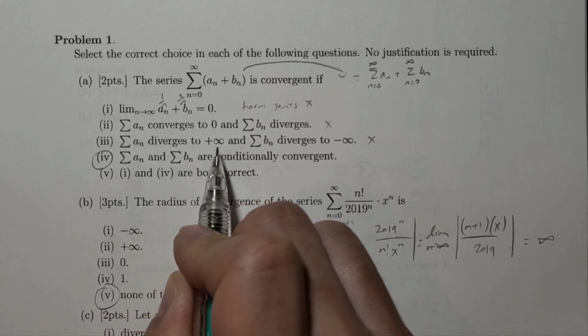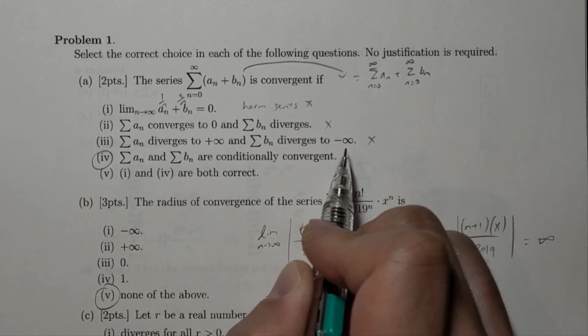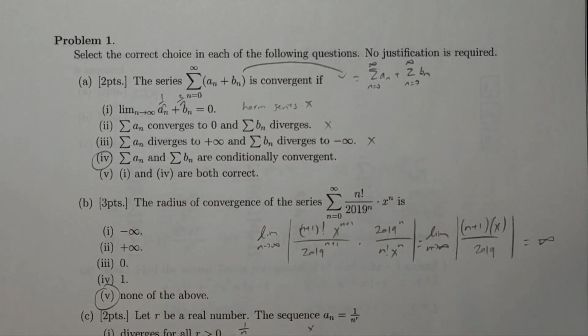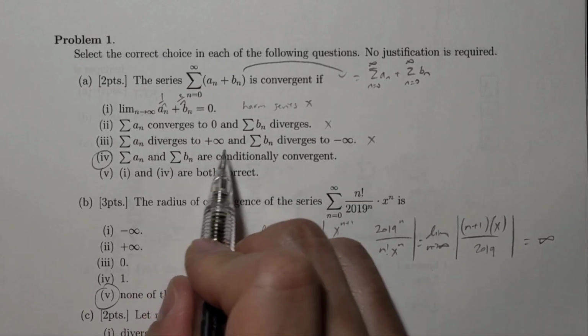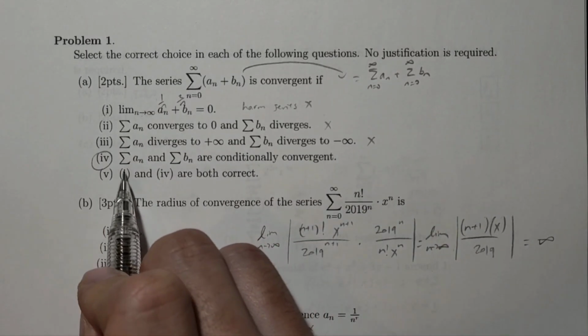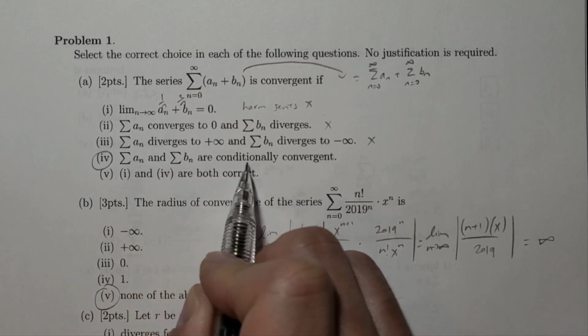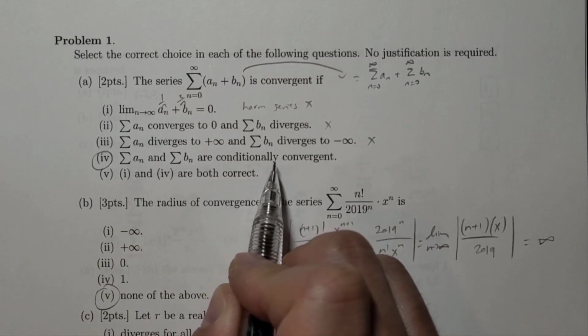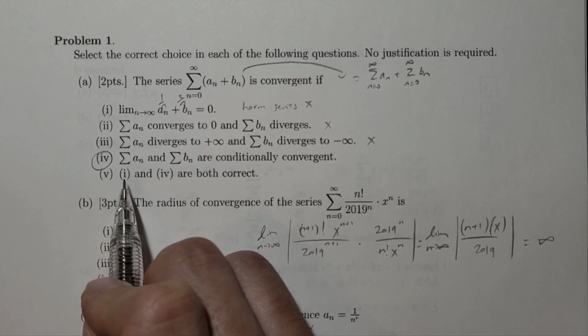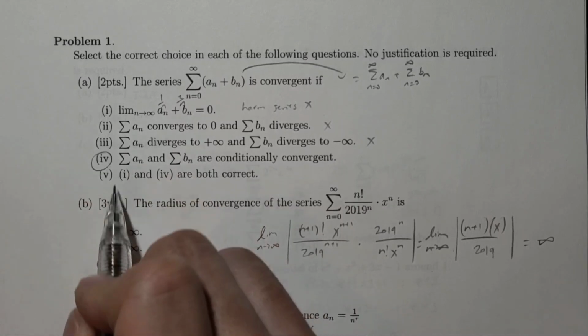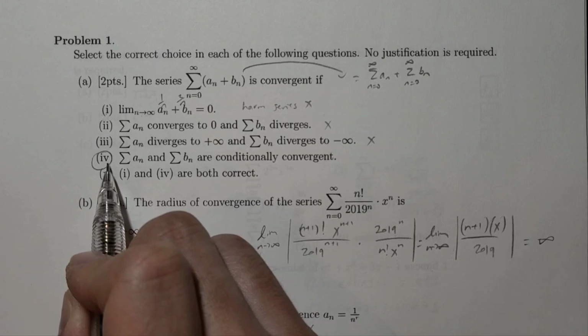And if one diverges to plus infinity, the other diverges to minus infinity. No, that's not true. It doesn't work like that. Infinity minus infinity, remember, it's indeterminate. So not always true, so we cross that out. Choice 4, a_n and b_n are conditionally convergent. It seems to be true. Let's hold that off. For 5, we can already cross it out because 1 was not correct. So by process of elimination, it's 4.